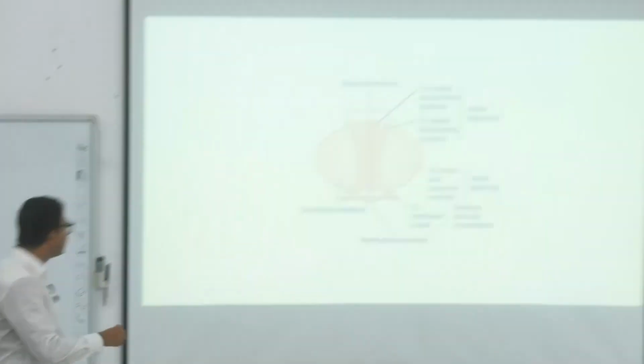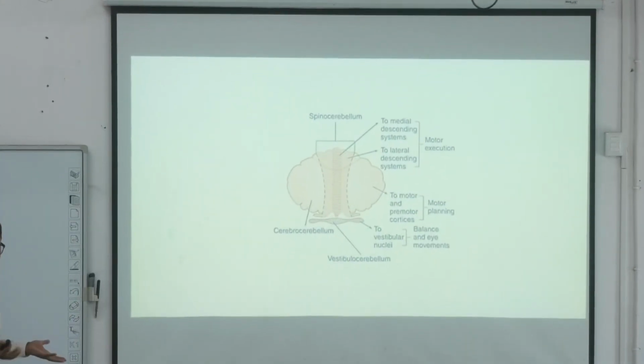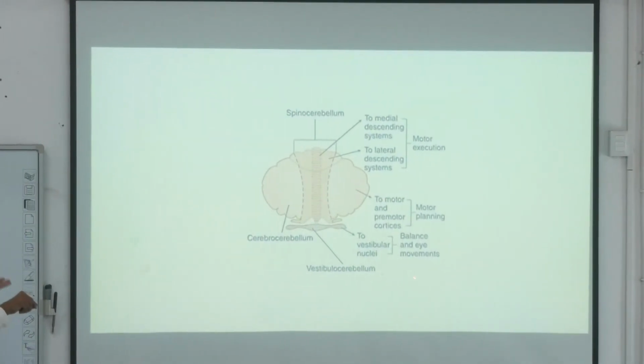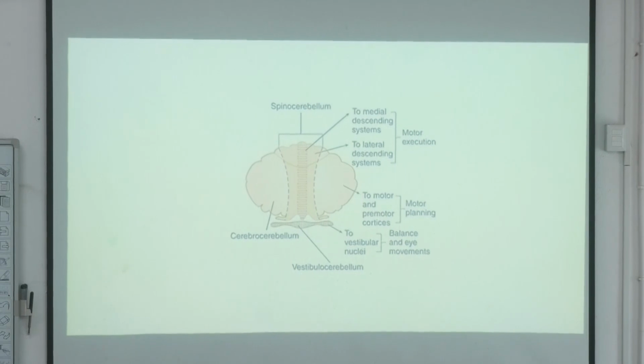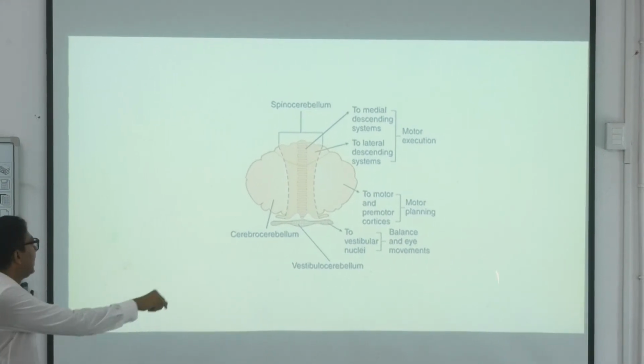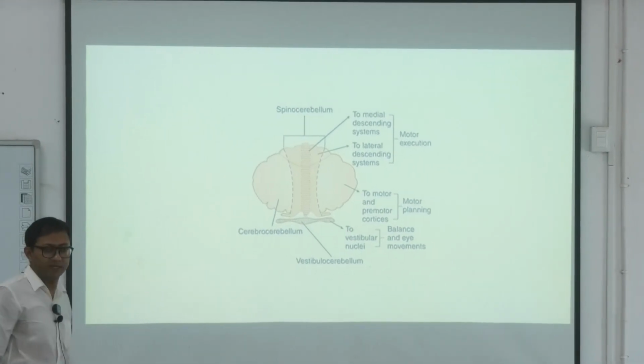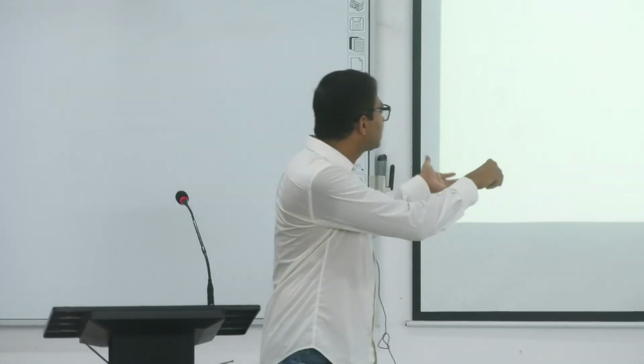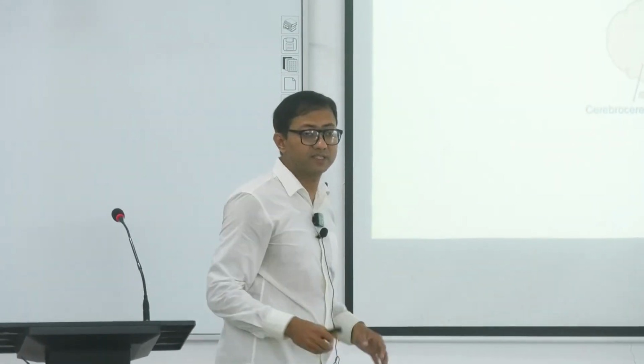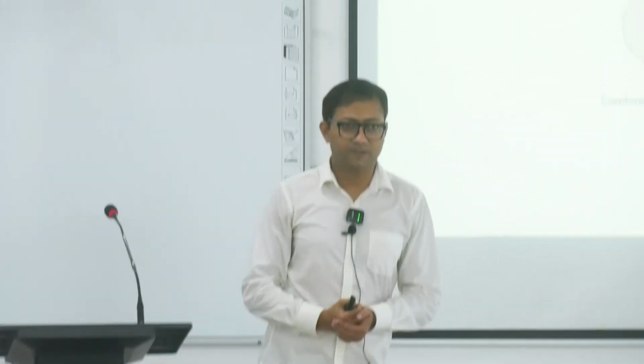Okay, now vestibular cerebellum, the name suggests vestibular cerebellum, so it will go to vestibular nuclei, and the function is balance and eye movement. So this is why once vestibular cerebellum is damaged, there is ataxia, right?